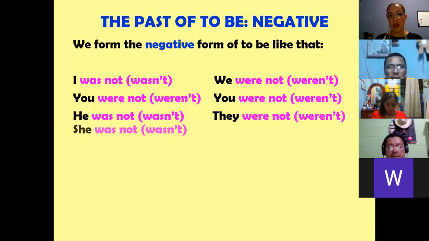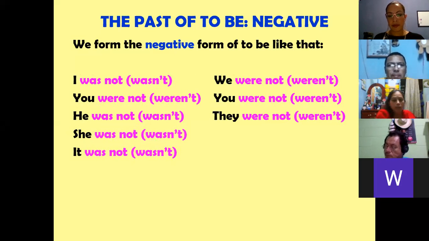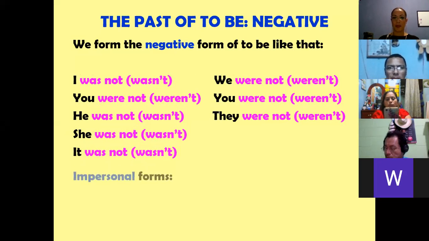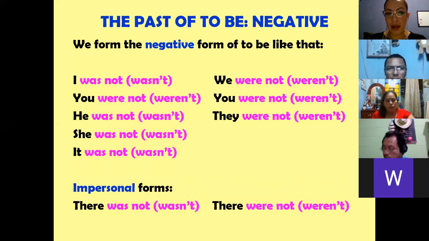You weren't. And this is how we formulate it. Ahí tenemos cómo se conjuga con las personales. I wasn't, you weren't, he wasn't, she wasn't, it wasn't, we weren't, you weren't, they weren't. Ahora, las impersonales, que son las que decíamos que es para hablar de algo que había o existía. Cuando es singular, que decimos no había, there was not o there wasn't. There were not for plural o there weren't.